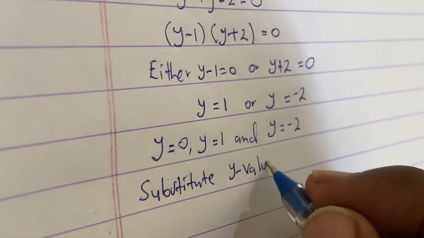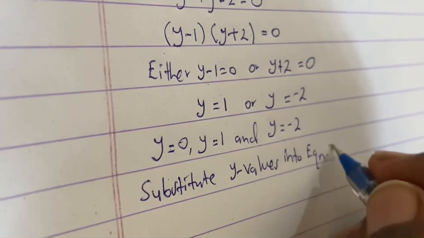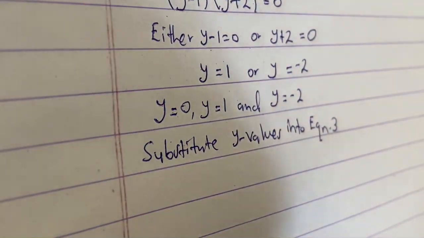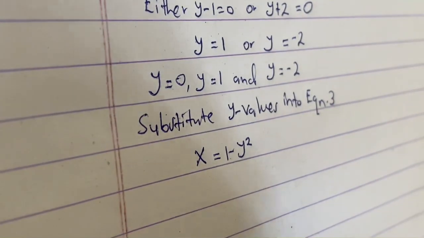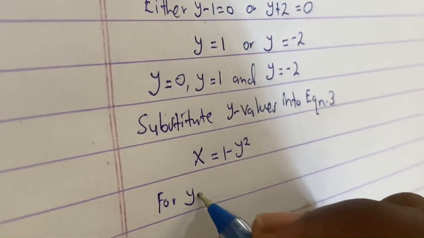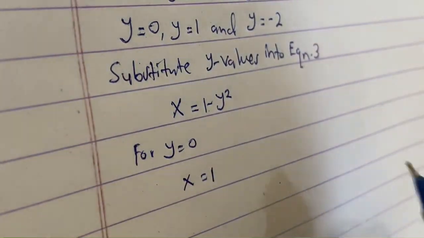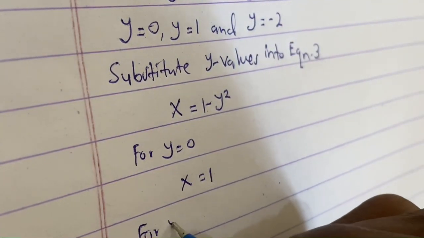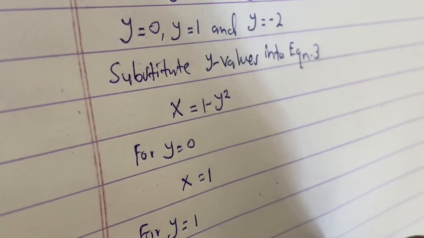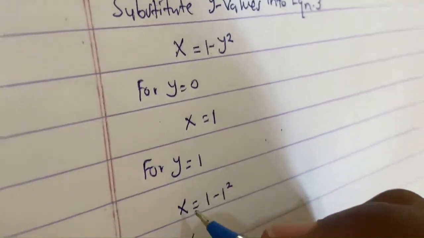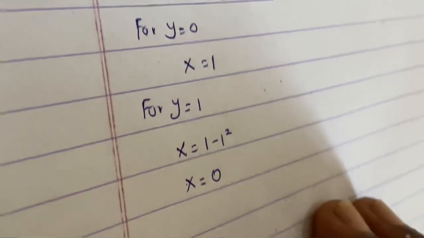So we are going to substitute y values into equation 3. So equation 3 is x is equal to 1 minus y squared. So for y is equal to 0, x is equal to 1. Then for y is equal to 1, x is equal to 1 minus 1 squared. So x here is equal to 0.